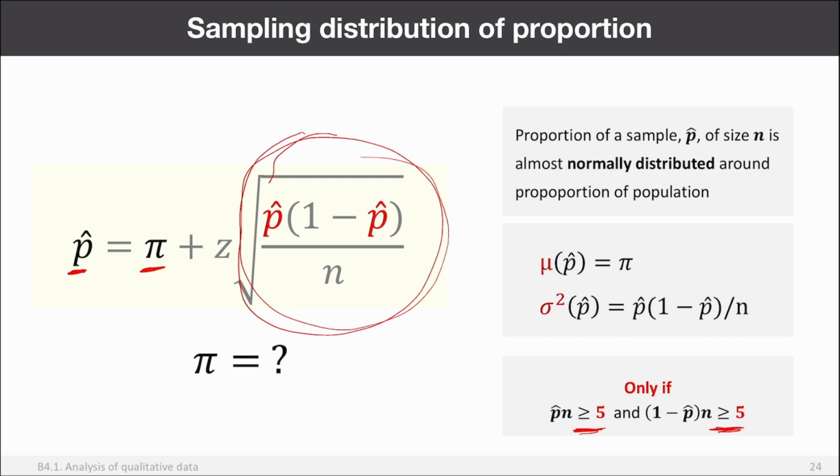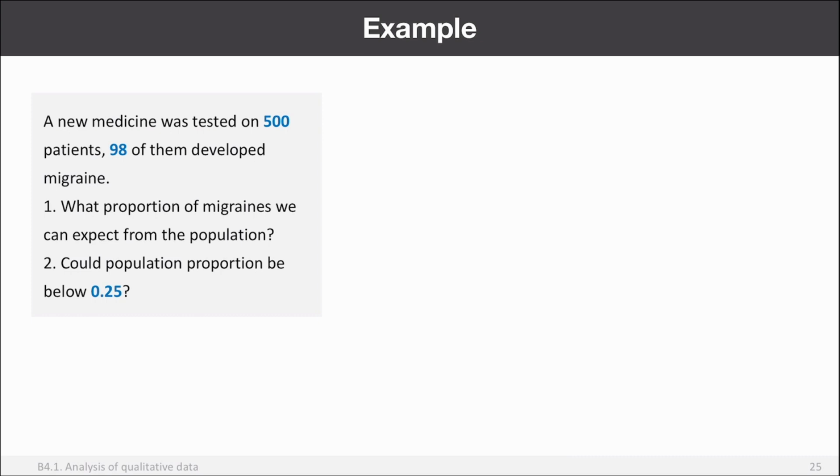So let me show you a couple of examples again. Let's formulate a problem. Let's say we tested a new medicine on 500 patients. And then we found out that 98 out of these 500 developed a side effect, which is migraine. It's a terrible headache if you don't know. So our goal is to answer two questions. First of all, you can see that 98 out of 500 is almost 20%, right? So how big is this proportion if we talk about the whole population?